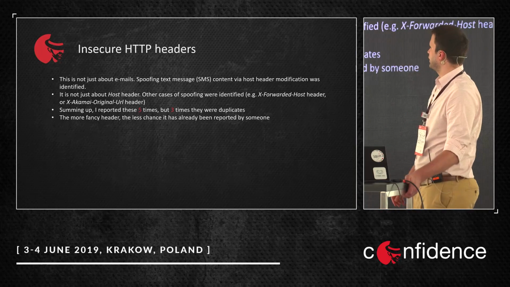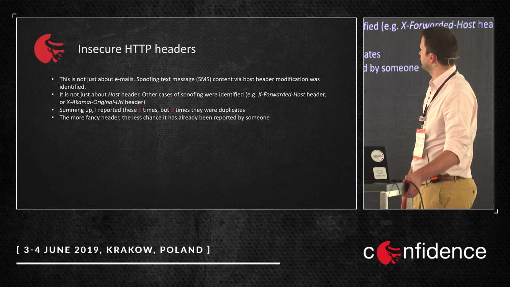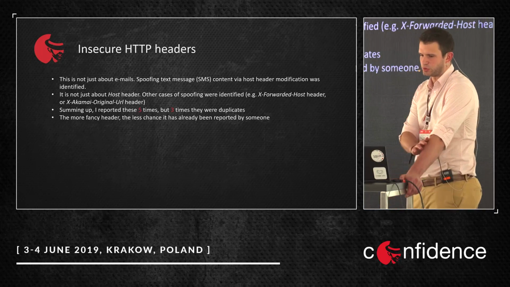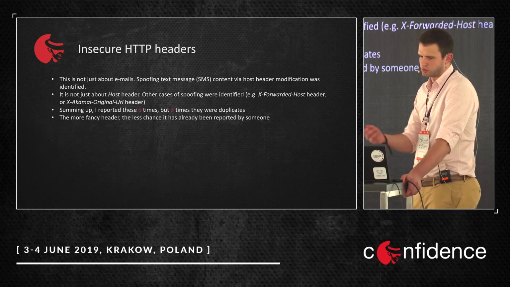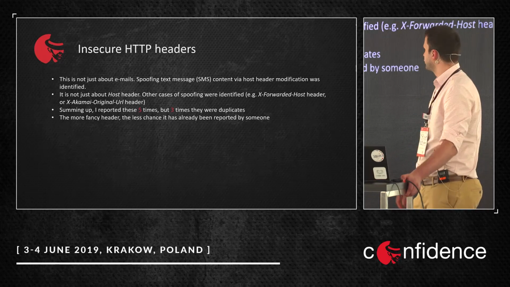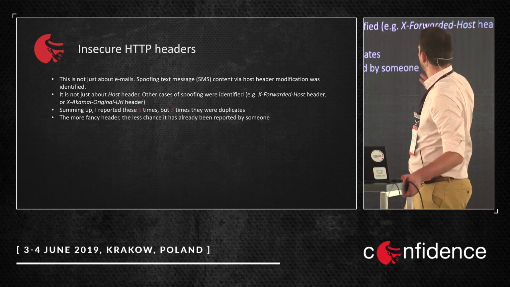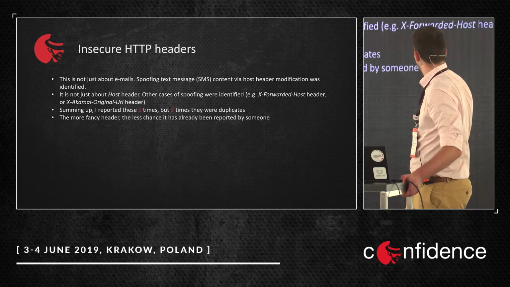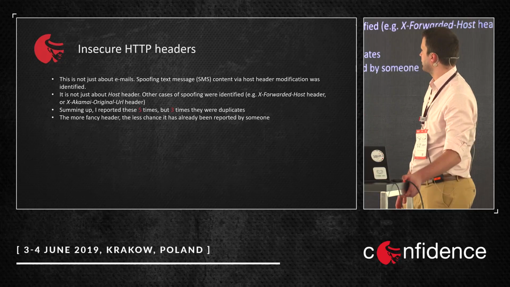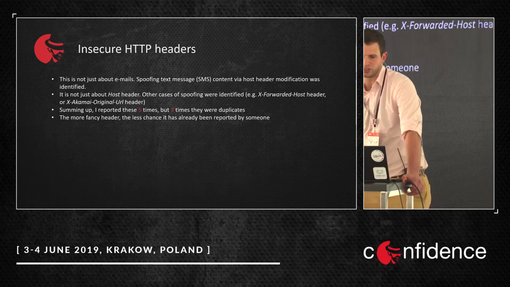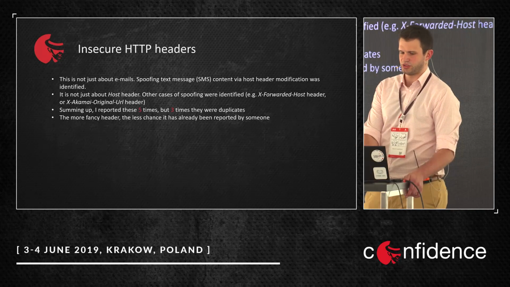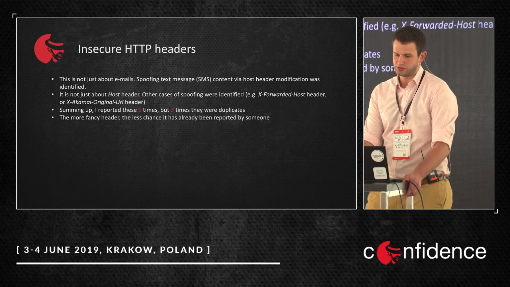That's a huge class of vulnerabilities related to insecure HTTP headers. It's not just about emails, because I was also able to spoof the content of a text message delivered to the end user just by modifying these host headers. So you can modify the host header, you can try to substitute or add another header, which is X-Forwarded-Host, or you can come up with some more fancy headers like X-Original-URL. Basically the rule is simple: the fancier the header you have, the bigger the chance of payout.